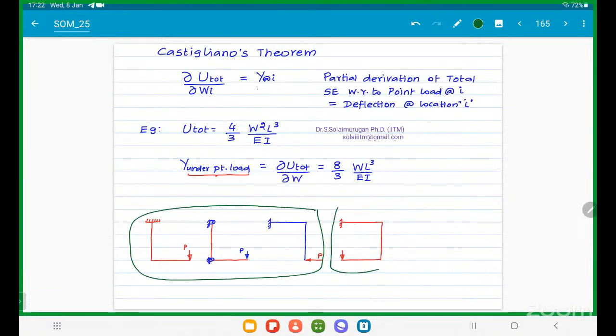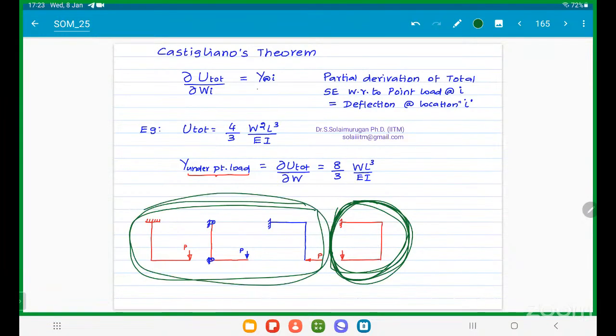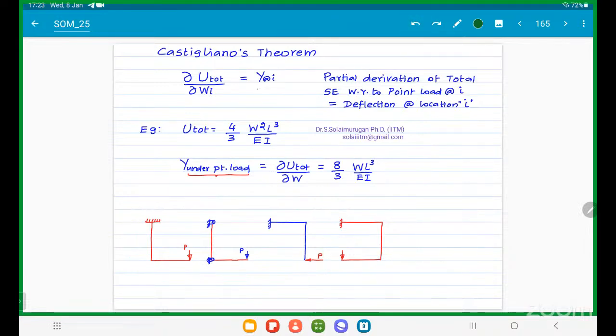This is a little bit different, which we will discuss later. Simple method, direct method. These three involve the strain energy method. The direct method is for the standard case. Yes, for standard cases only we are using the direct formula.